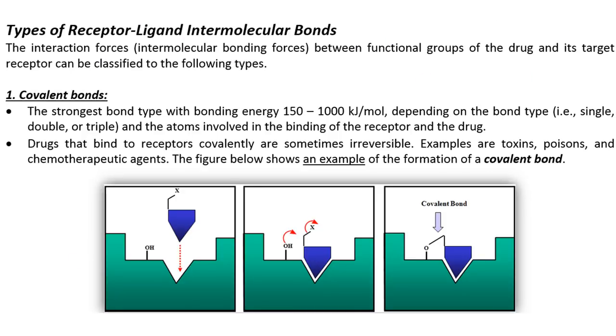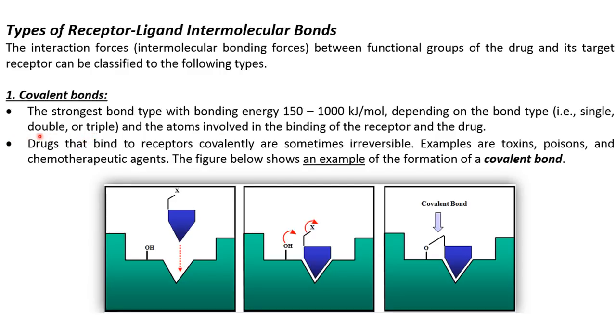Now let's talk about the types of intermolecular bonds that can occur between a ligand and its receptor. The first one is the covalent bond, which is actually not commonly used because if it binds to the receptor, it would be very hard for the ligand to leave the receptor and will produce an antagonist, as we described earlier. But it is the strongest kind of bond. The energy that it takes to break this bond ranges from 150 to 1000 kilojoules per mole, depending on the bond type.